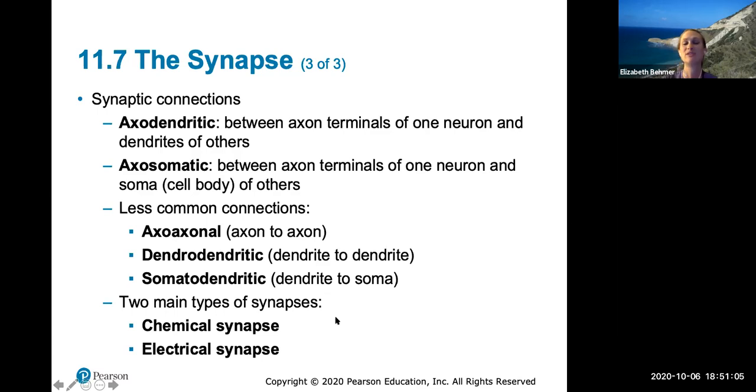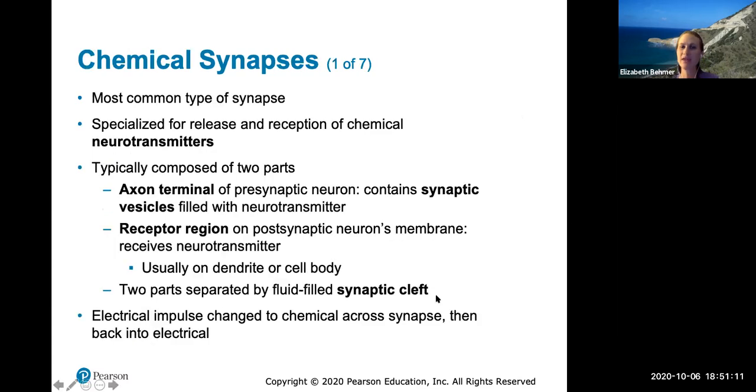There's two main types of synapses. They'll be chemical synapses or electrical synapses. The chemical synapses are the most common type. These are specialized for release and the reception of chemical neurotransmitters. And you have many neurotransmitters in your body.